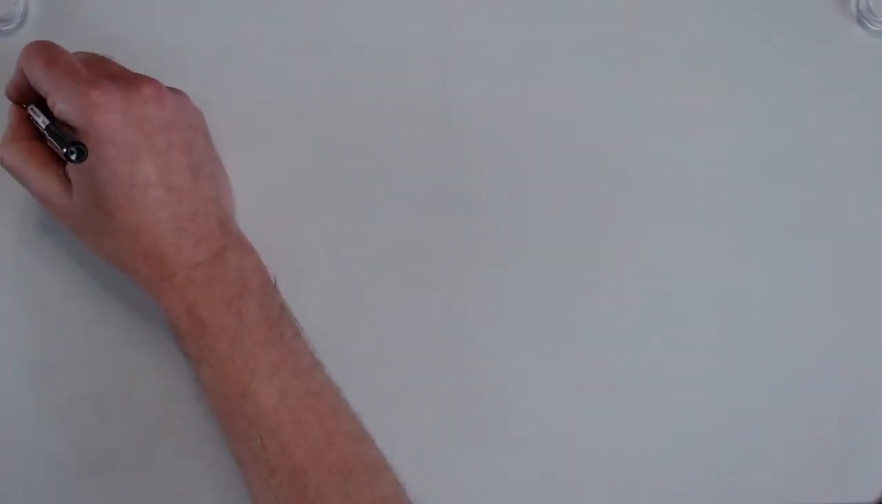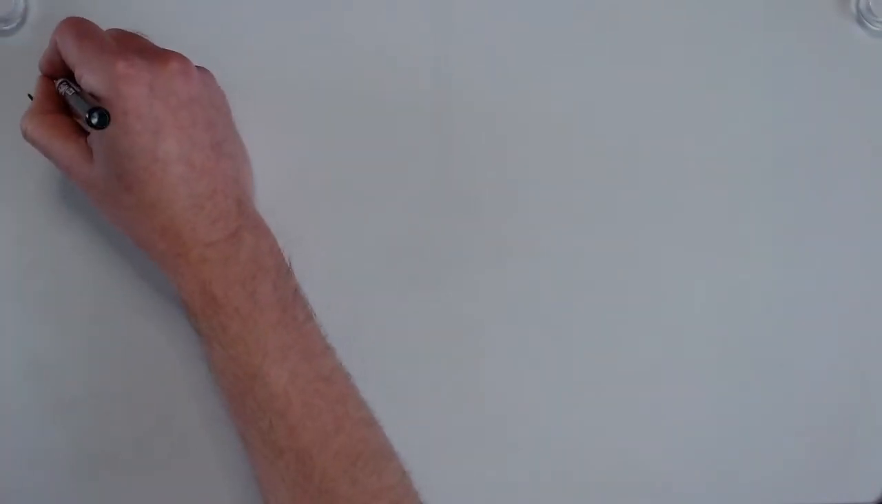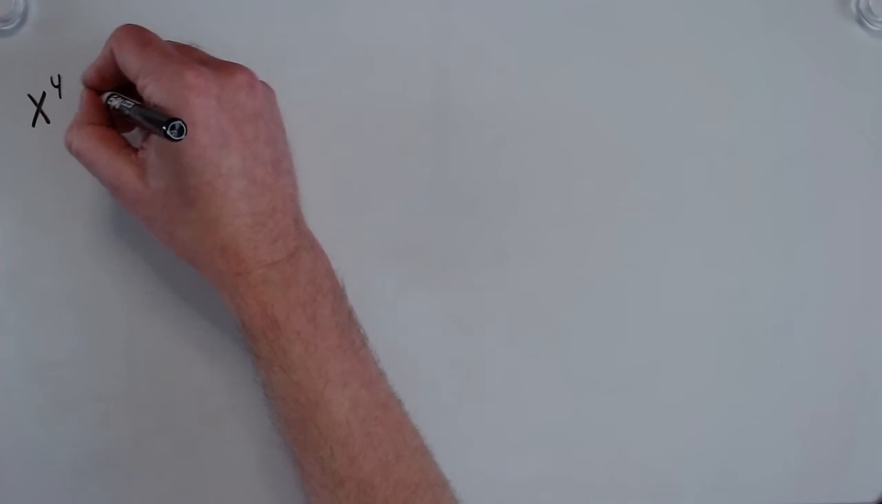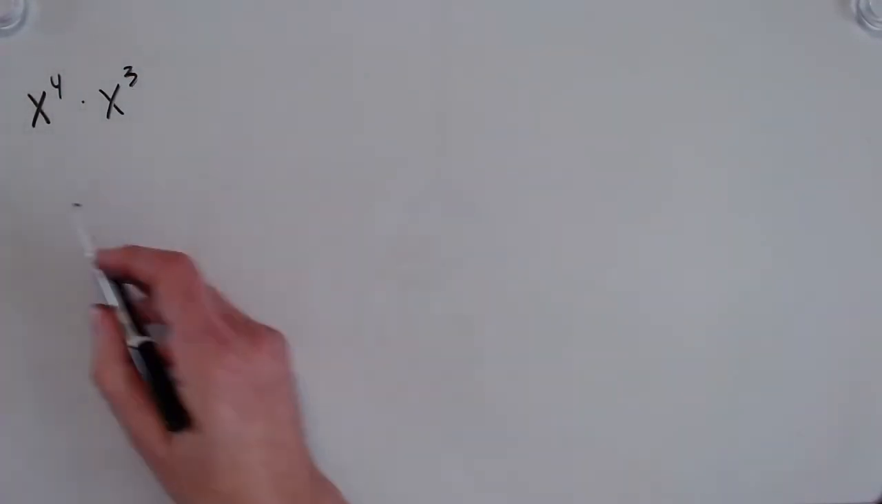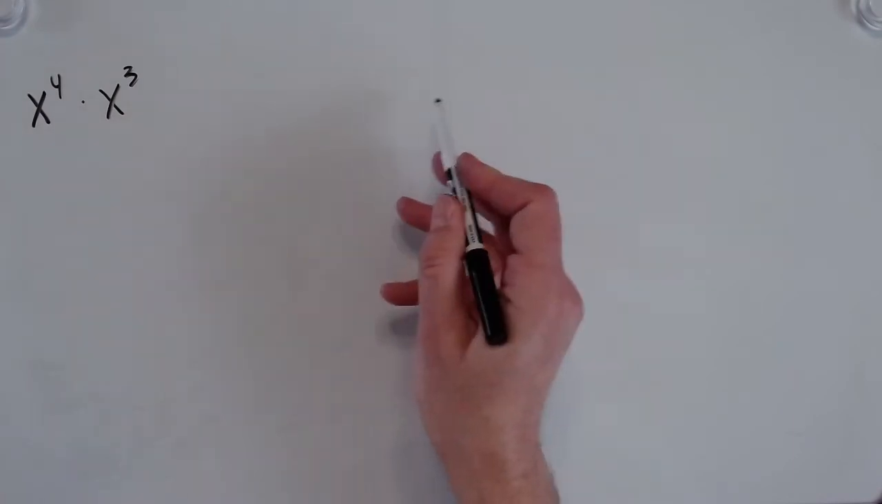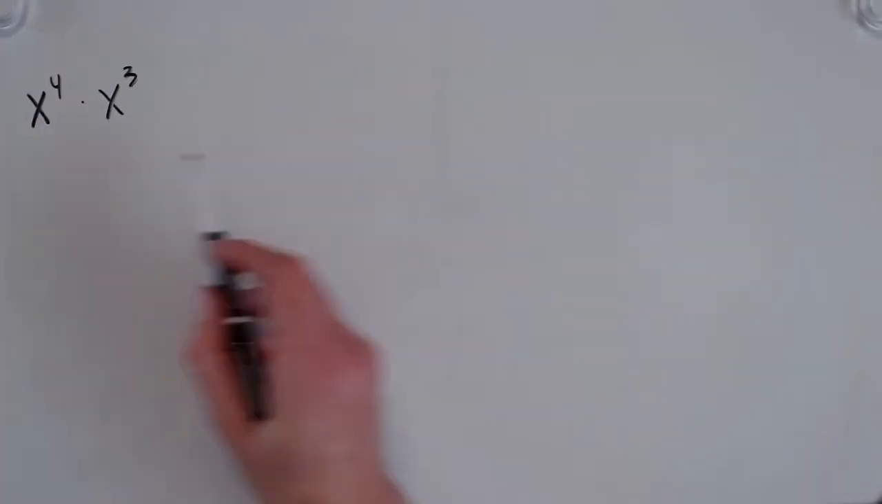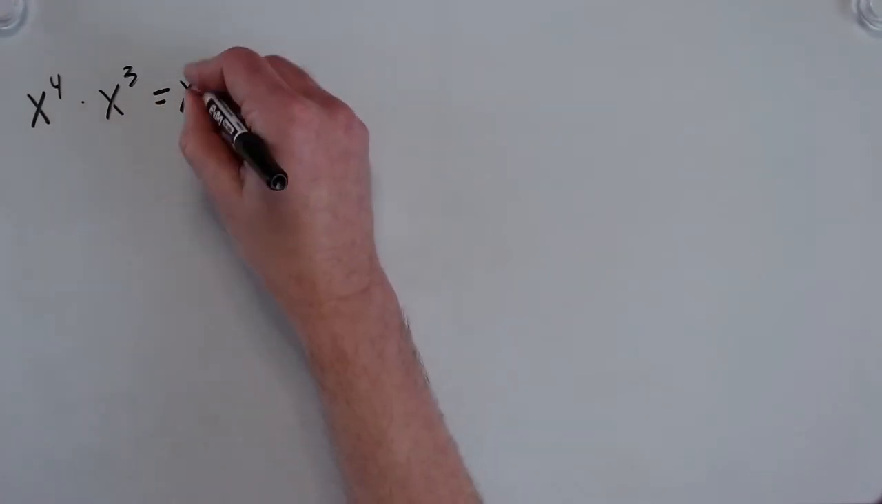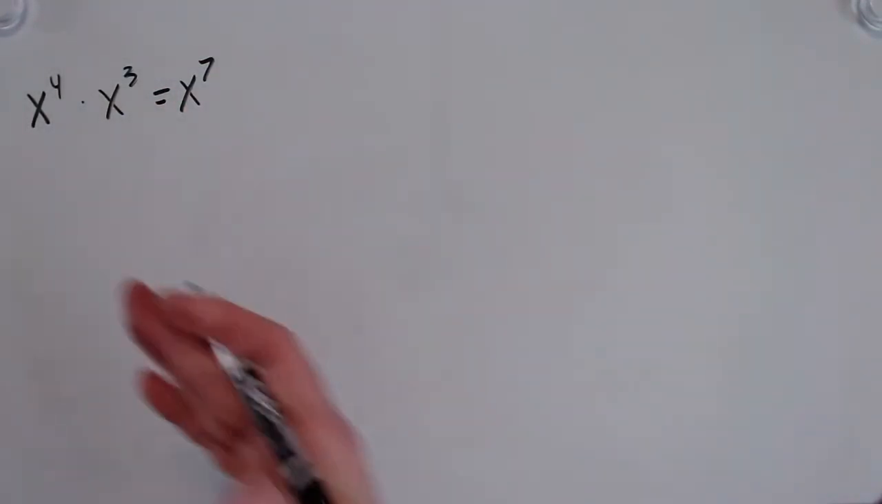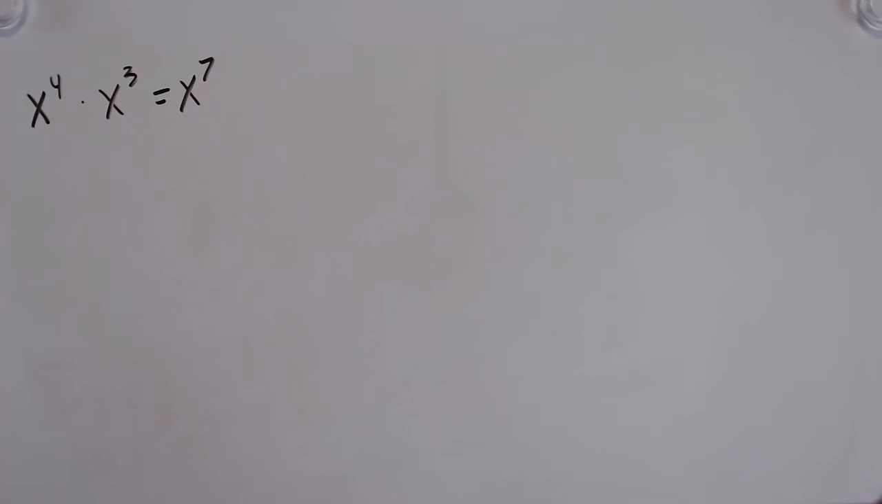Alrighty, let's multiply some exponents. X to the 4th times x to the 3rd. Again, I could write it all out, put 4 x's and then 3 more x's, but all we really need to do is add the exponents. So this one is x to the 7th. And that's it. That's as simplified as you can get it.